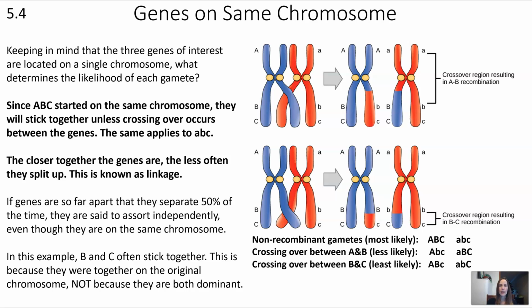All right, the next most likely combination would be big A with little b, little c, or little a with big B, big C. So these gametes would be a result of crossing over between A and B. Although that's less likely than having no recombination at all, it is more likely than the case where we had crossing over between B and C. This is least likely because those genes are so close together. So big A, big B, little c, and little a, little b, big C.